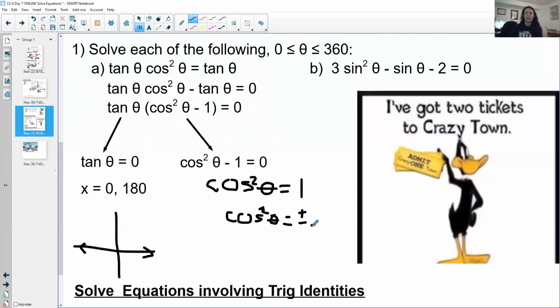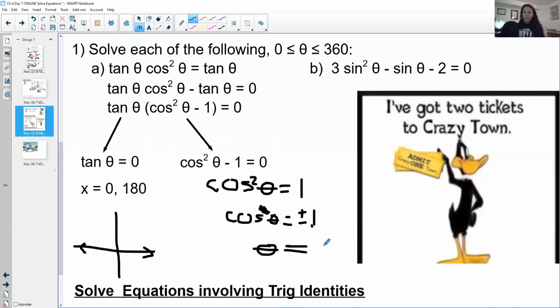And you should get plus or minus, sorry, you should get plus or minus 1. So cos squared theta equals 1. When I take the square root of both sides, the right-hand side is plus or minus 1 because 1 times 1 is positive 1, but also negative 1 times negative 1 is positive 1. So we have to find the values for theta when cos is 1 or cos is negative 1.